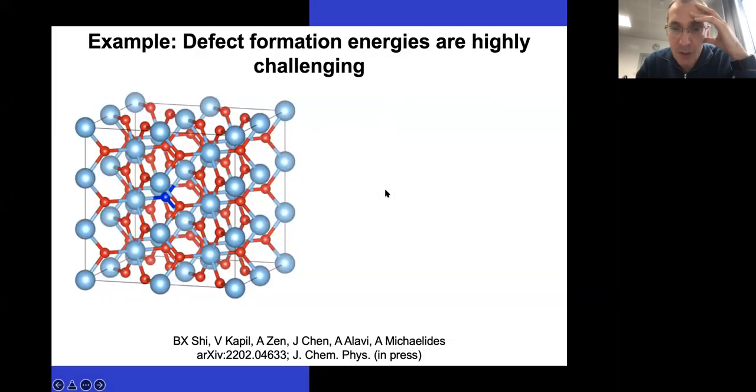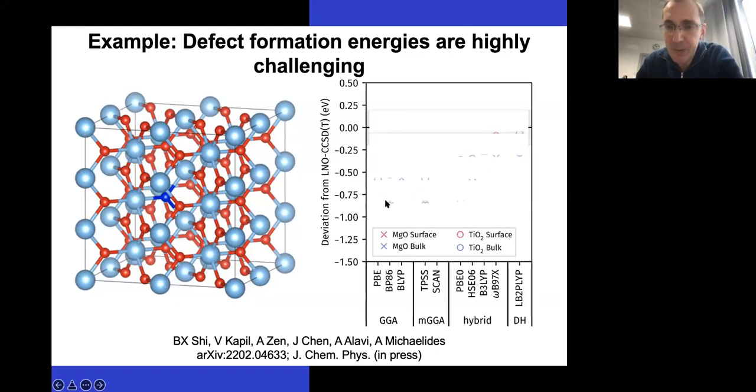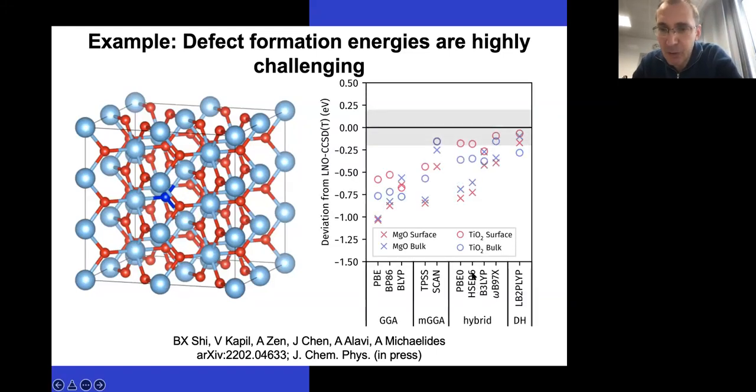Here's an HSE06 result. The TiO2 bulk is the circle. That's getting within about 0.2 electron volts of the reference value. But it took a lot of effort to really ensure that our calculations were converged. So it's a very challenging system.